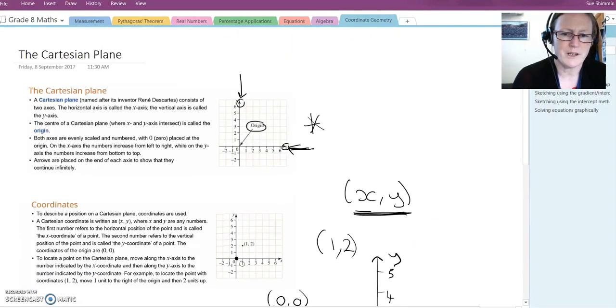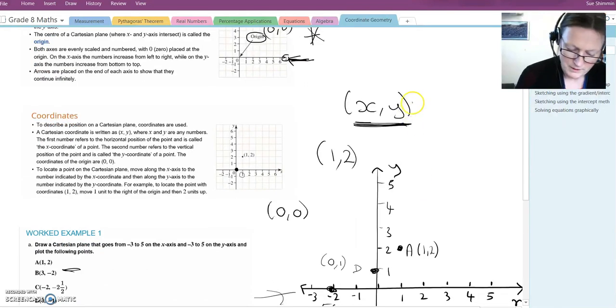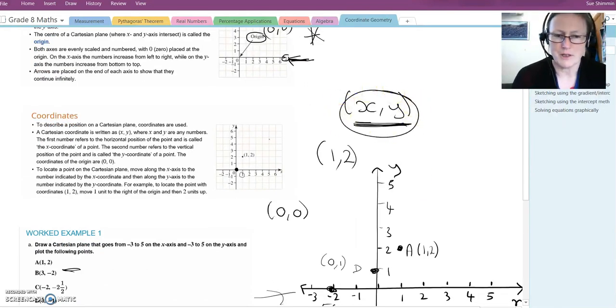So just reiterating, that's a Cartesian plane. There's two axes, horizontal x, vertical y. The origin is where the two axes intersect, so that's the origin, and the coordinate point of the origin is (0, 0). When we're writing and referring to points on a Cartesian plane, they're written as two numbers in brackets, separated by a comma, and the x comes first, followed by the y.